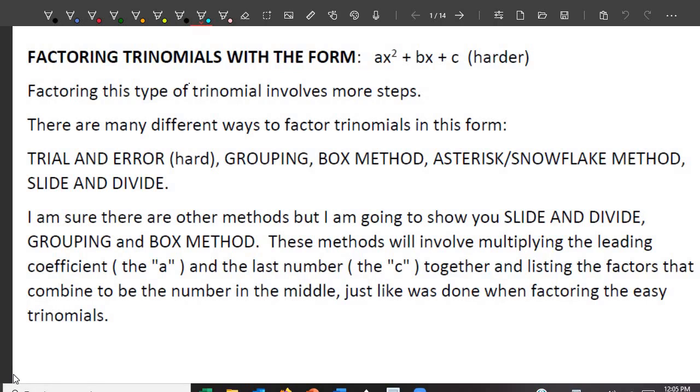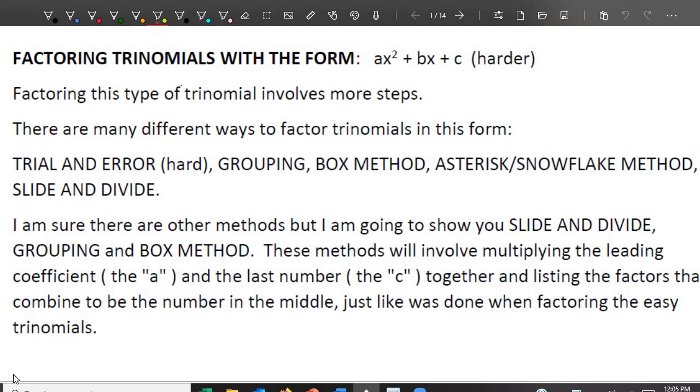Okay, this lesson is on factoring trinomials with a different form. These types of trinomials have a number in front of the variable, in front of the x squared. And problems like this have more steps. There's different ways people factor these types of trinomials.